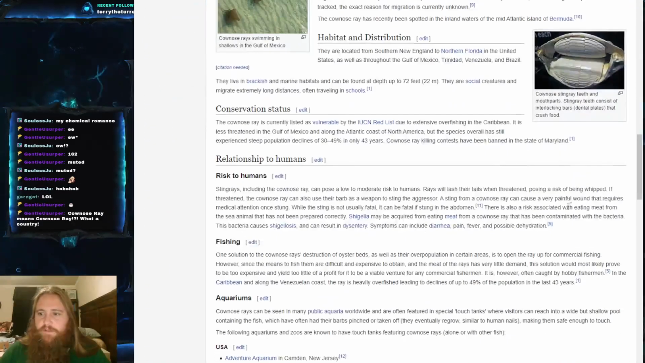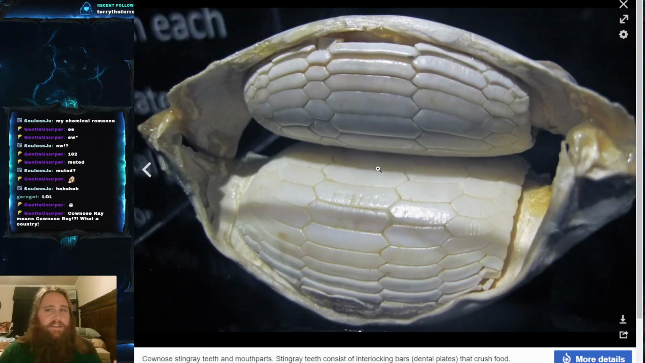Eventually. So in its mouth, this is what the cownose ray teeth look like if you actually have them explained. These dental plates right here. It doesn't have teeth, it has dental plates, which are basically like fused teeth. Really interesting, and a lot of rays have this. We've talked about this before.